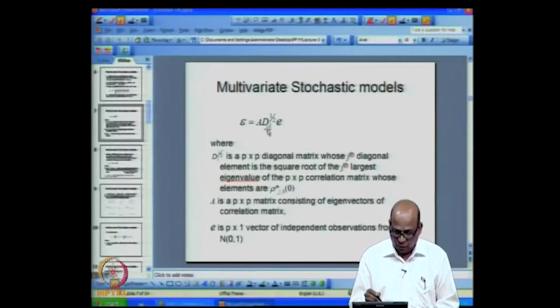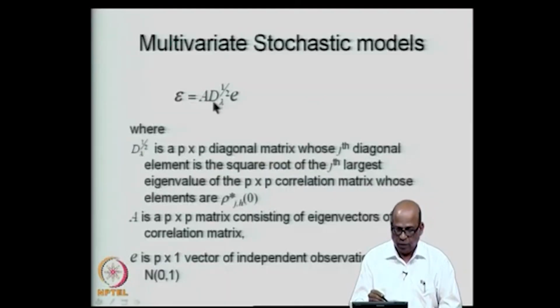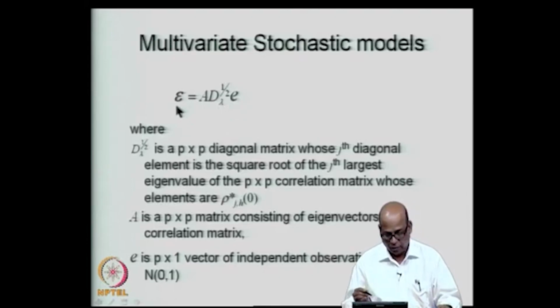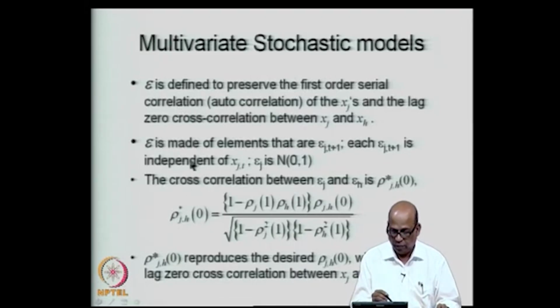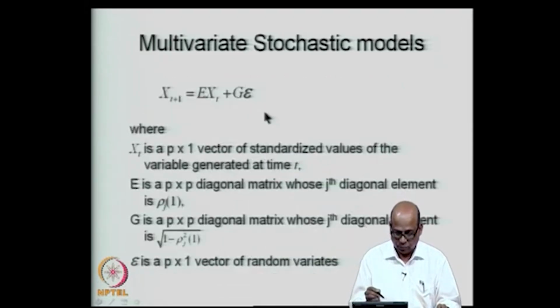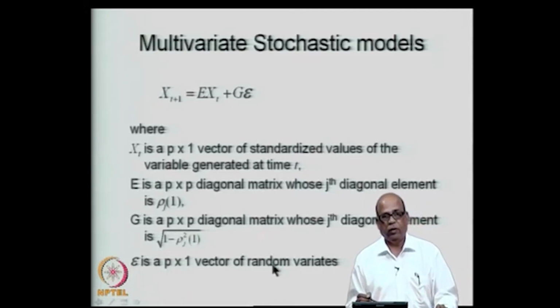So, we have now defined all of these terms. The matrix A is defined, matrix D lambda to the power half is defined, and E is defined, and therefore, we should get epsilon. Now, A is a p by p matrix and this is a p by p matrix. So, this is p by p into p by p, I get a p by p, and then this is a p by 1 matrix. So, I get a p by 1 matrix. So, epsilon is a p by 1 matrix, that is what we have defined here. Epsilon is a p by 1 vector of random variates.